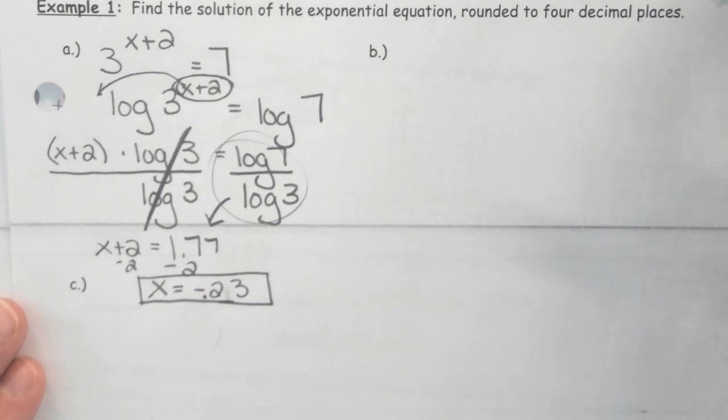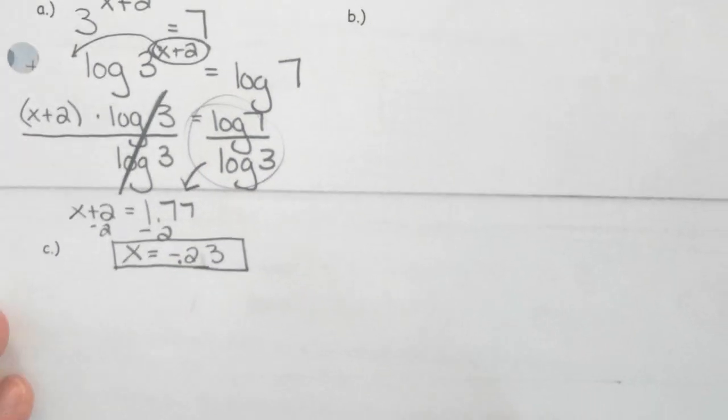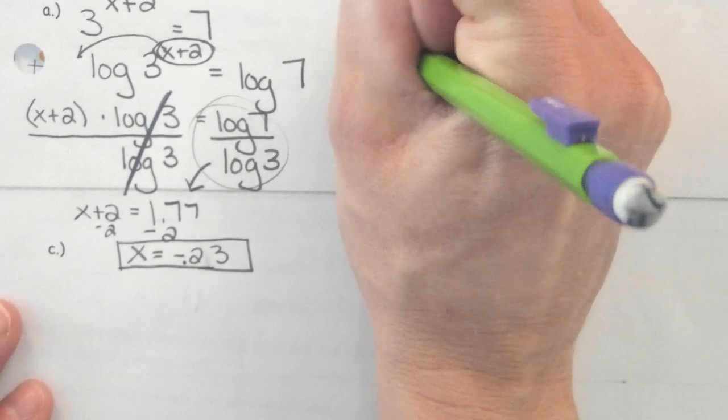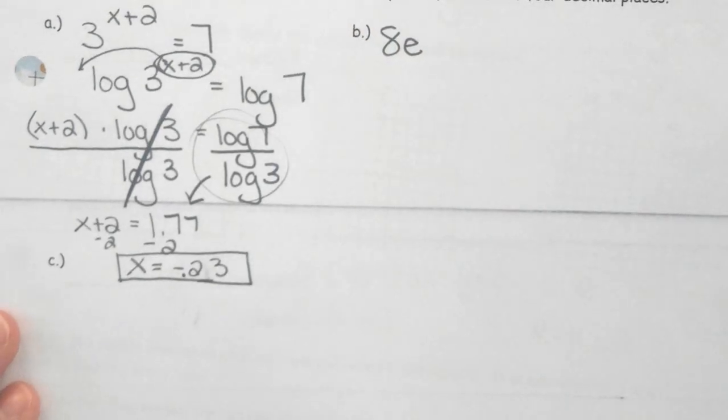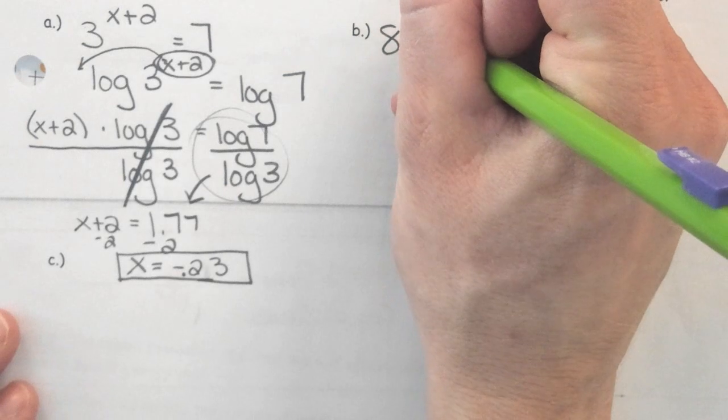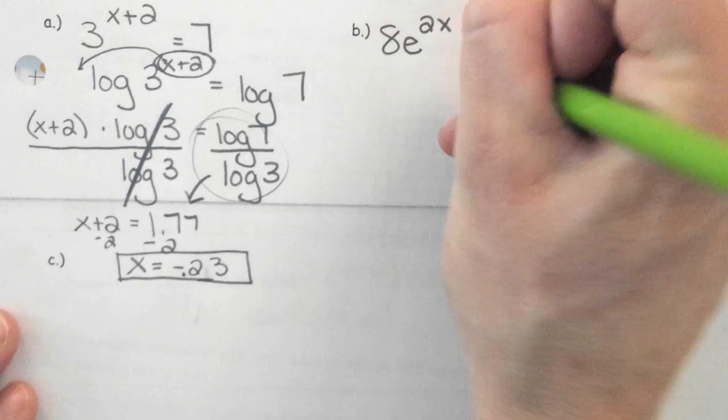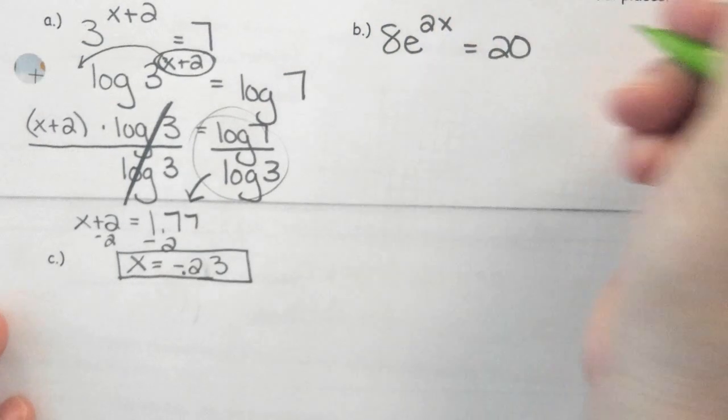Oh, it said round to 4 decimal places. Well, I surely did not follow that rule. Alright, next problem. Oh well. Such as life. I like 2 places after the decimal, by the way. Please and thanks. 8e to the 2x equals 20.